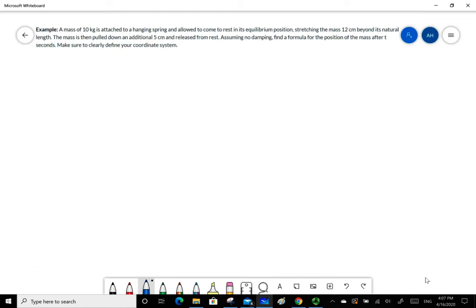A mass of 10 kilograms is attached to a hanging spring and allowed to come to rest in its equilibrium position, stretching the spring 12 centimeters beyond its natural length. The mass is then pulled down an additional 5 centimeters and released from rest. Assuming no damping, find a formula for the position of the mass after t seconds. Make sure to clearly define your coordinate system.